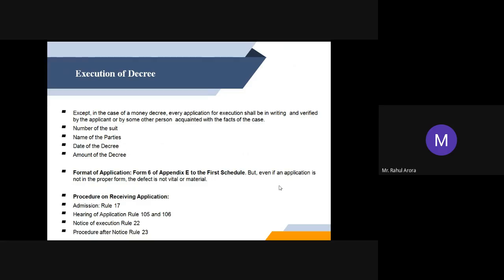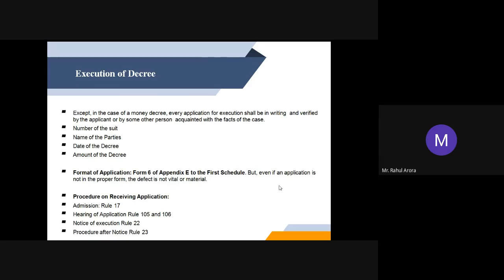Therefore, this application filing comes under the category of procedural law, which is subservient to substantive law. Therefore, to give effect to substantive law, the procedural law may be relaxed by the court in certain circumstances, and that depends upon the judicial discretion of the judge.